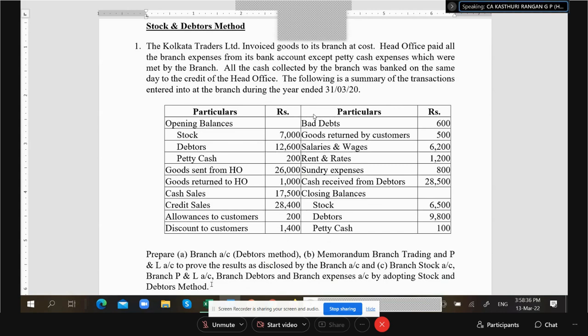But remember, friends, whether we follow the debtors method, the memorandum method, or the stock and debtors method, the result made by the branch, that is either the profit or loss, has to be the same only. So that also we will learn. Because some students prepare under the debtors method and get one profit, and under the stock and debtors method they get a different profit. It cannot happen, because the data is for a particular branch for a particular period. Whichever method you follow, profit cannot be different, is it not? That also we are going to learn.